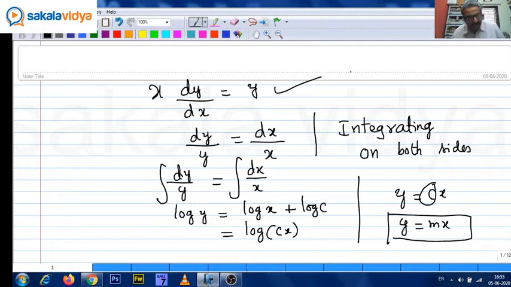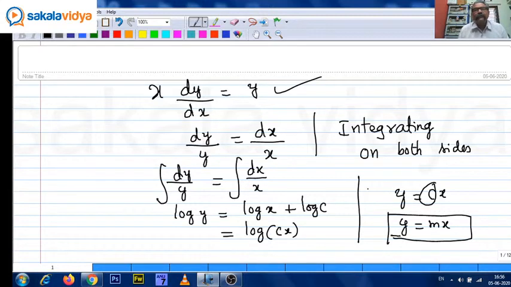Okay, no problem. Understood now. But we won't get exactly that arbitrary constant. Any arbitrary constant may come, that may be in the form of y is equal to mx itself only. So that's why we can form the differential equation and we can solve the differential equation. Understood now, simultaneously.